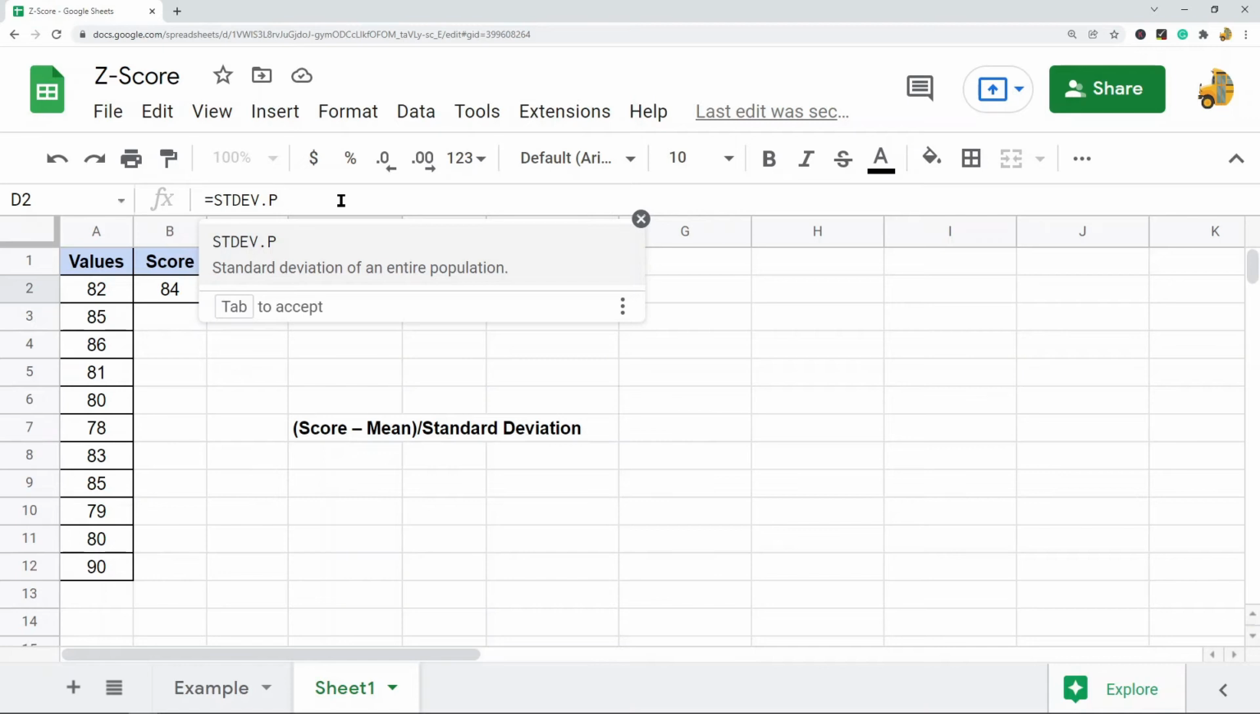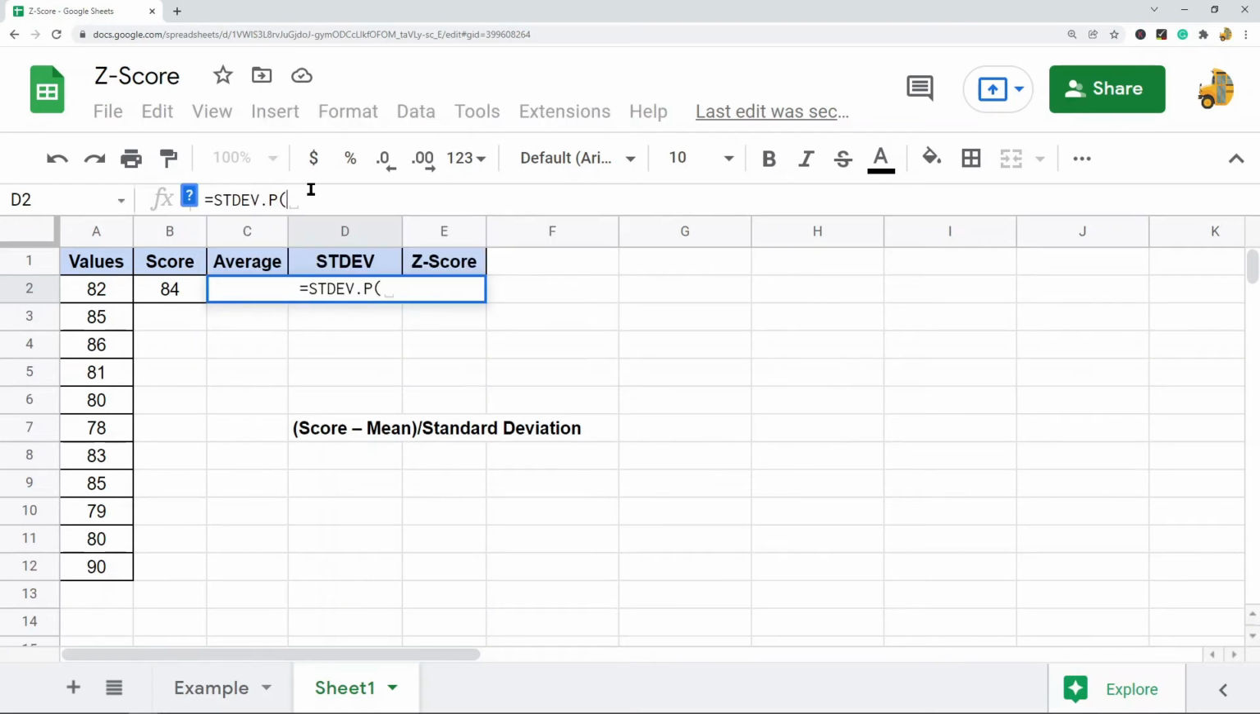I have all of the values in this range. I have the entire population of data, so I'm going to use stdev.p, and then you use this the same way you use average. You just put the entire data range into this function as the only argument, and this is the standard deviation.